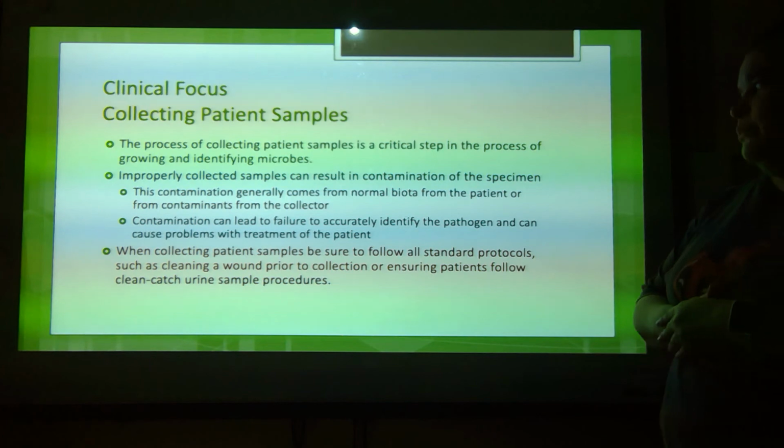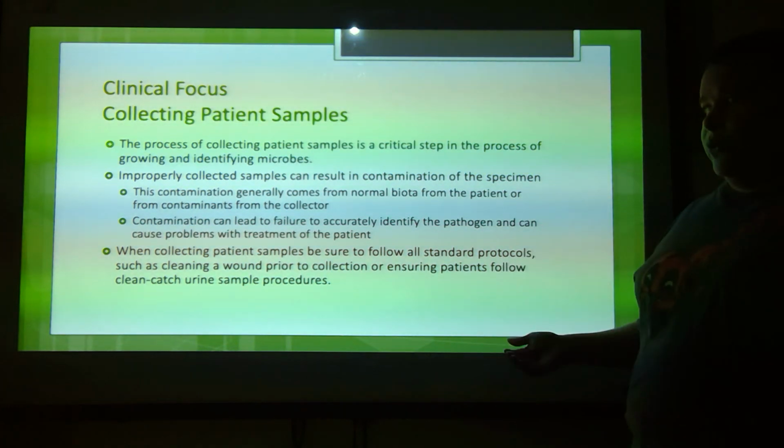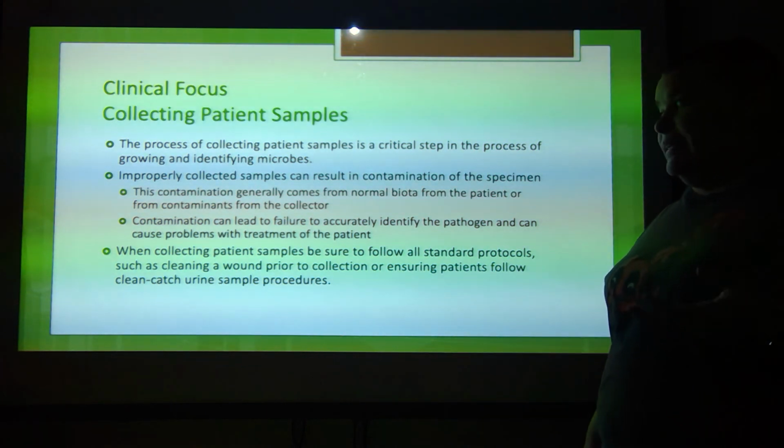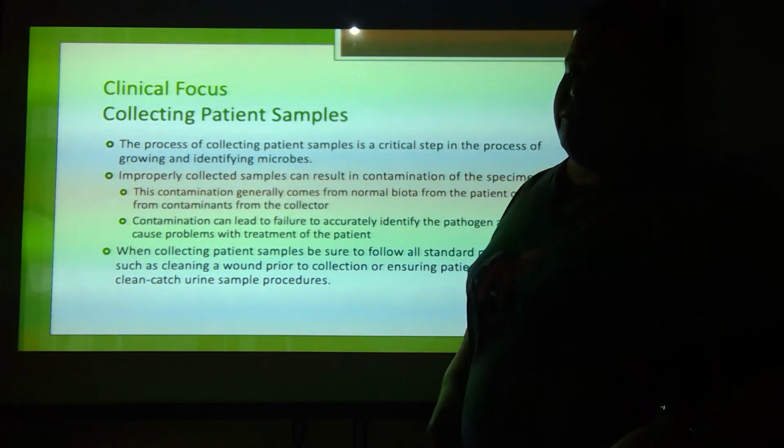When collecting patient samples, be sure to follow all standard protocols, such as cleaning a wound prior to collection, ensuring the patients follow the clean catch urine sample procedures. If you've ever had a UTI, you don't go in and pee in a cup and that's it. Usually they hand you something that looks like a wet wipe. That wet wipe is to sterilize the outer area around the urethra so that when you urinate into the cup, the only bacteria that they should find is the bacteria within the urine that came out of your body. It's not coming from around that space.